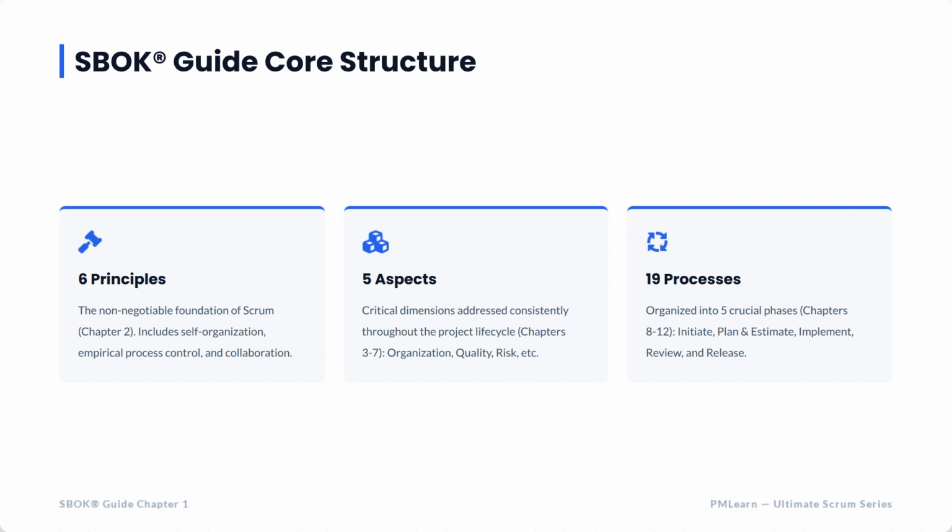The 6 principles. These are the non-negotiable core rules. Think of them as the gravity of Scrum. They are the absolute foundation, like empirical process control and collaboration. If you violate these, you are not doing Scrum. The 5 aspects. These are the key dimensions that you must address continuously throughout any project. Things like organization, quality, risk, and change. They don't just happen at the beginning, they require ongoing attention in every single iteration.